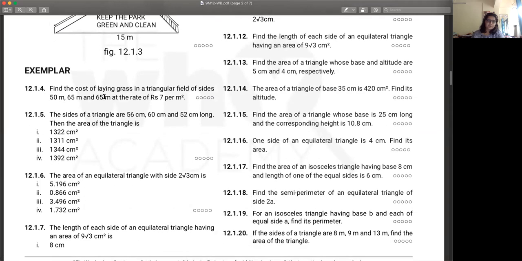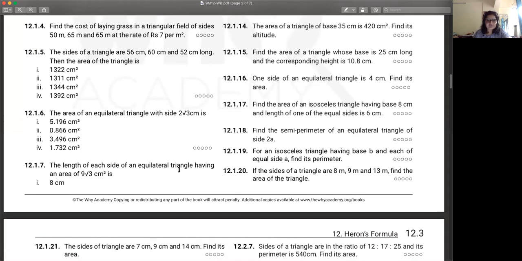Going to the exemplar problems again. Okay, 12.1.4. I am sure you have done these kinds of problems before. Find the cost of laying grass in a triangular field of sides 50 meters, 65 meters, and 65 meters at the rate of 7 per meter square. How will you do this? Oh, Dhruv has already answered: multiplying the area by the cost, by 7. Awesome. So we'll skip this for now, or do you want to do it now? Ma'am, skip it. Yeah, you can do it on your own.